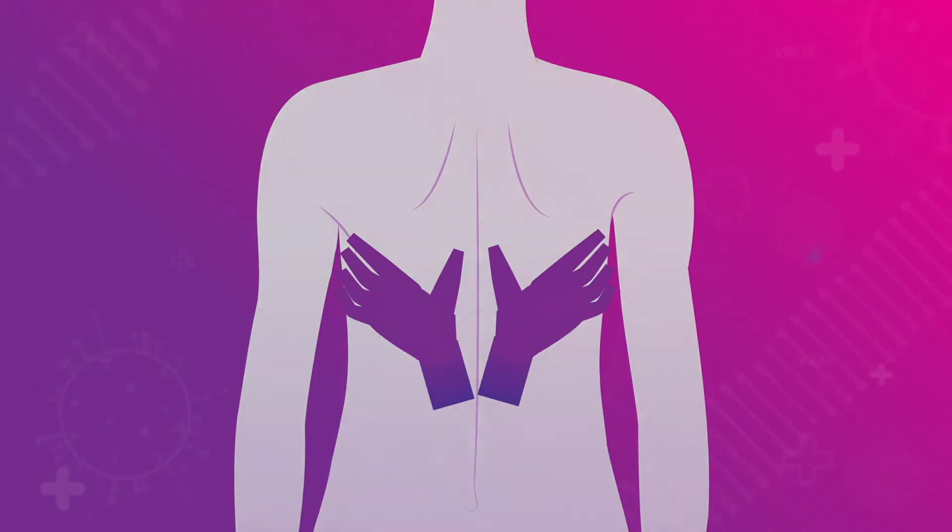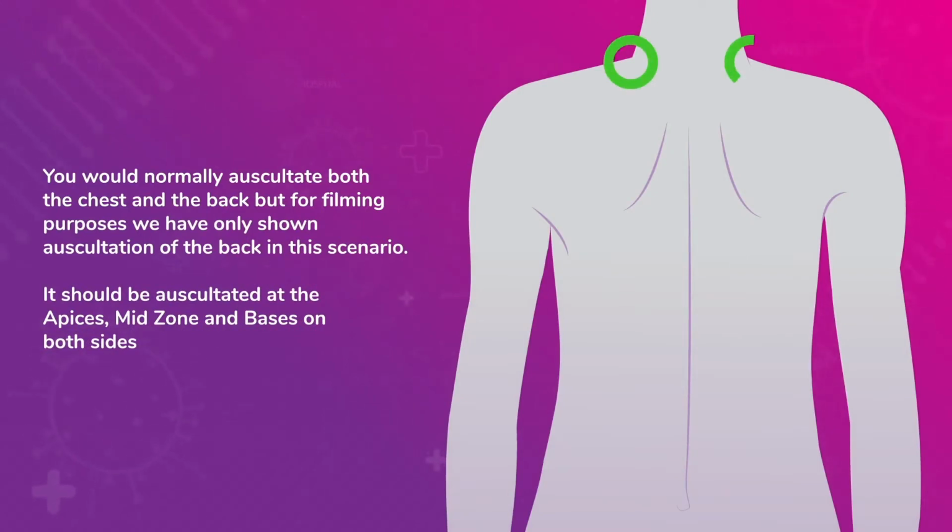The patient's chest will be auscultated in all 3 areas: apices, mid-zone, and bases, and compared left to right. If your patient is unable to sit themselves forward, it would be appropriate to ask for help with supporting the patient to do this.